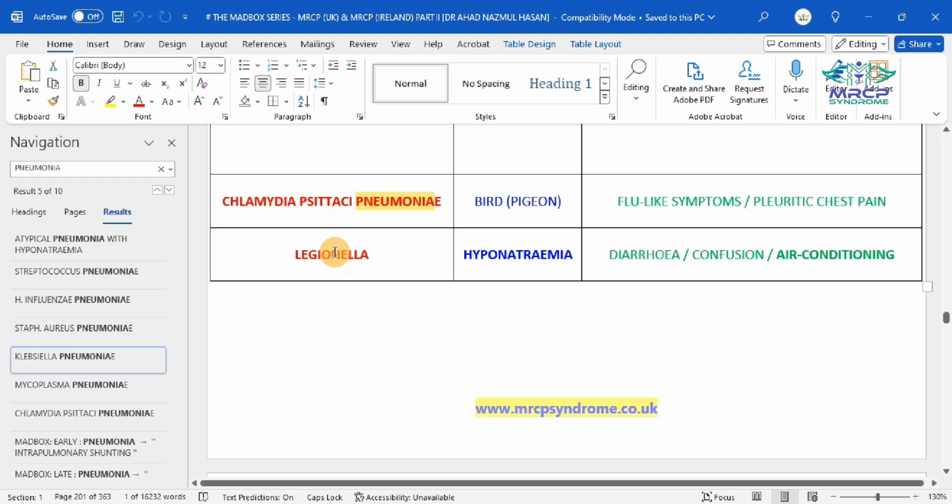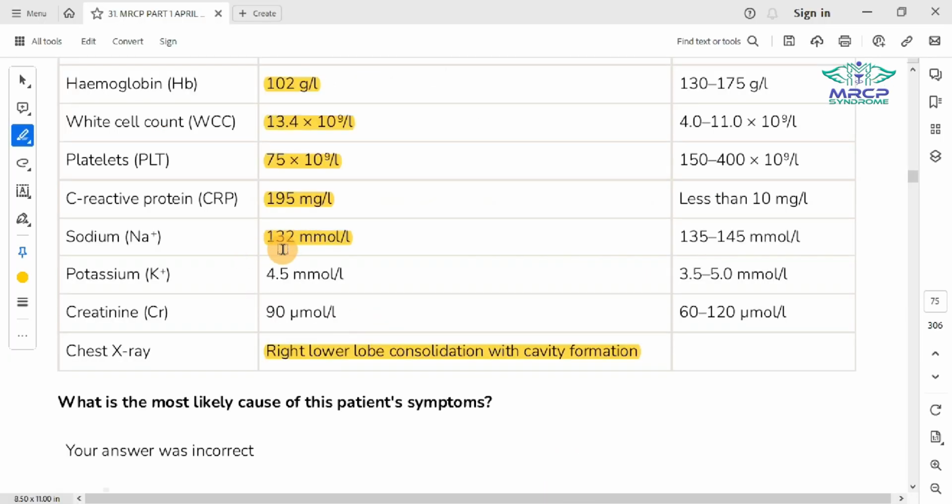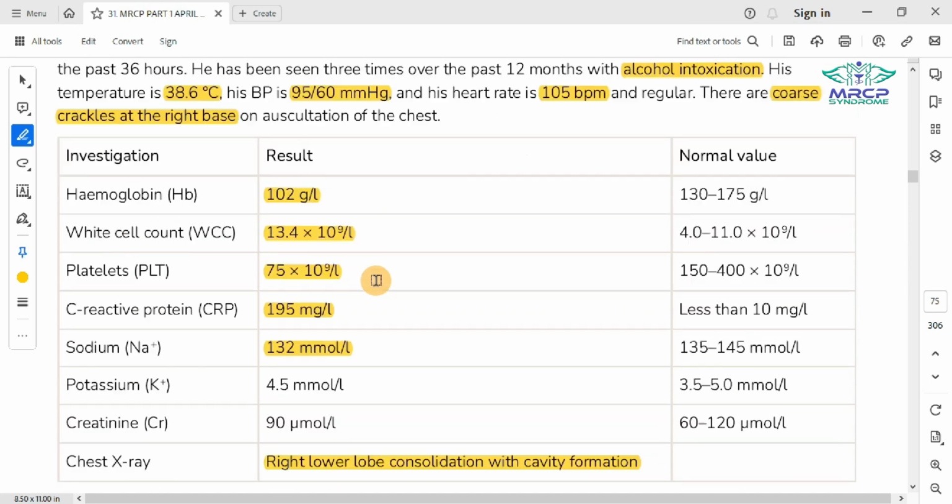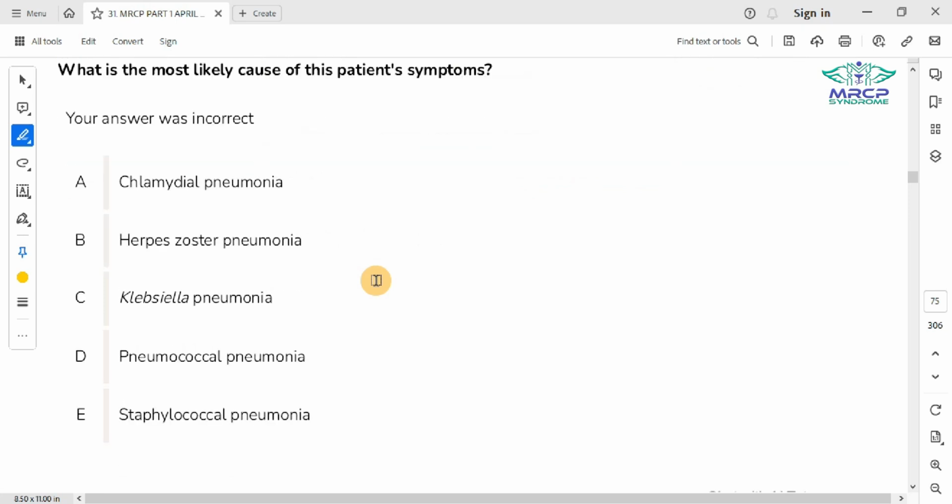And Legionella, this is very important for the exam. So this is related to the air conditioning system. So there will be a history of staying in a foreign hotel, presenting with features of diarrhea or confusion. And the cardinal feature is hyponatremia. There will be low sodium. So the patient is also having hyponatremia, but based on the cavity formation and alcoholism, we are going for Klebsiella, and also Legionella isn't given in the options.